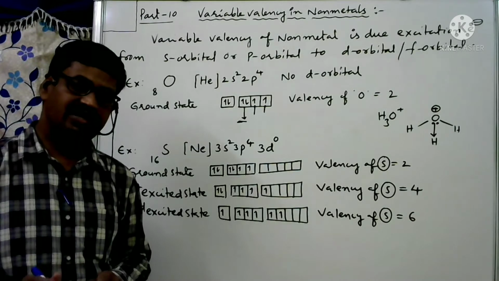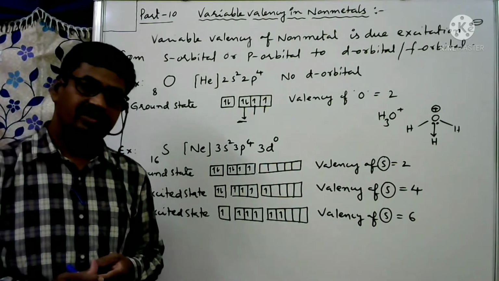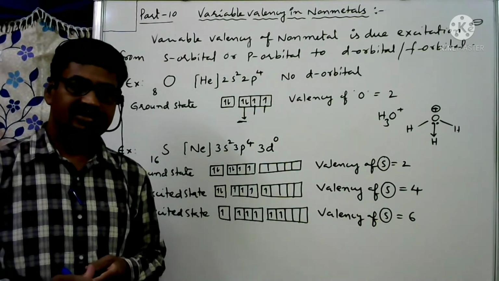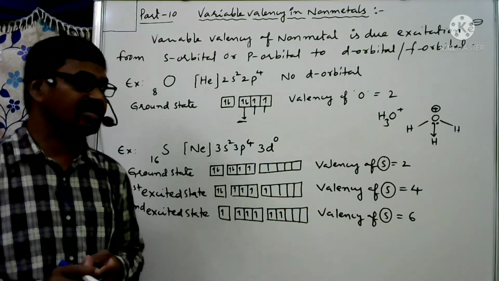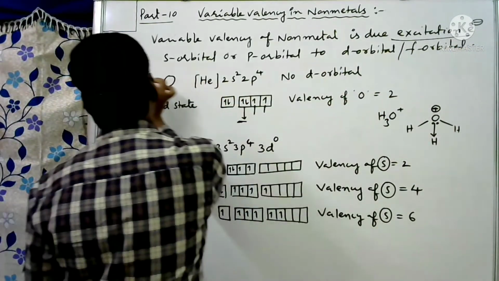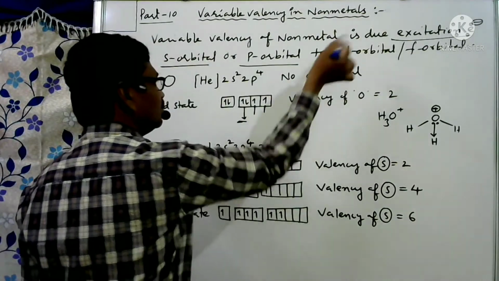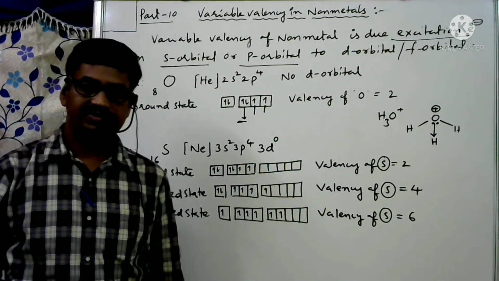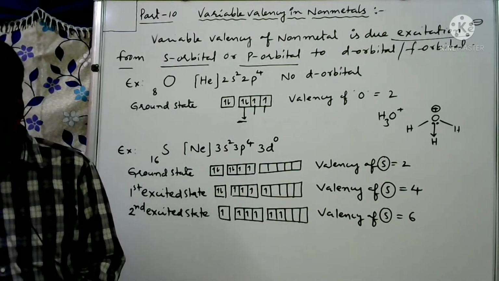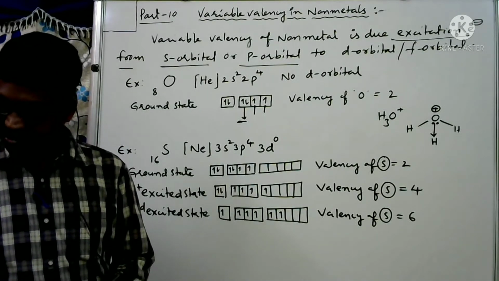Showing more than one valency is nothing but variable valence. In this way, a non-metal can show variable valencies. Showing variable valencies is due to what? Excitation of electrons from the s orbital or p orbital to the d orbital. In this way, they can show variable valencies. First excited state or second excited state, we even have a third excited state.